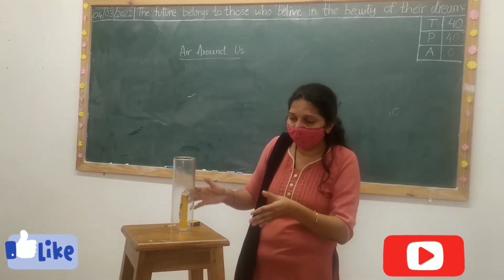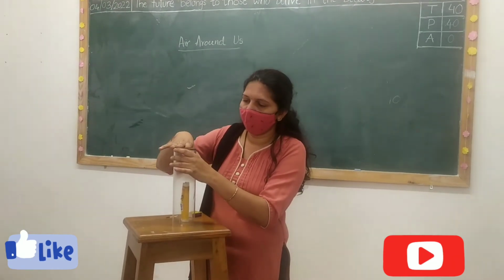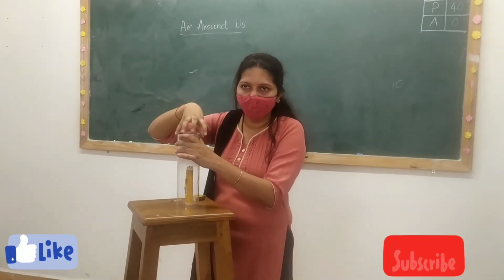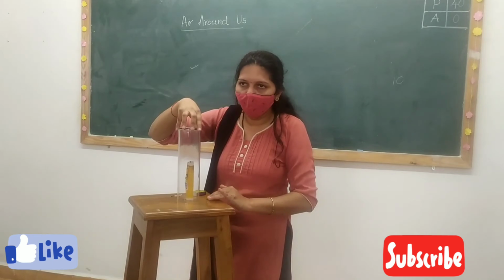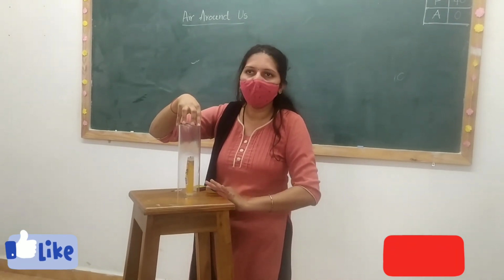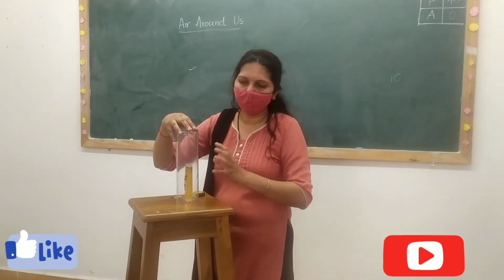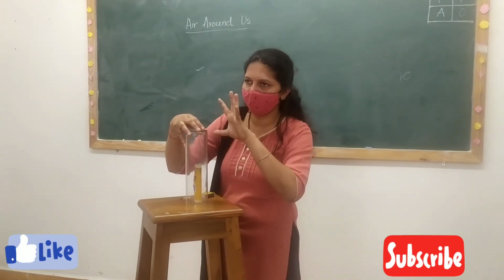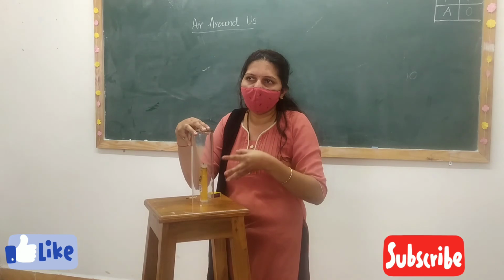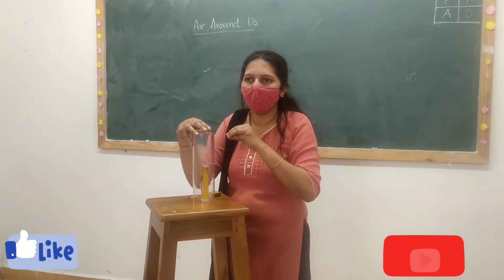So when we put this glass tumbler over it, what has happened? The blockage here, we are blocking the air from coming. By that, what happened? Whatever oxygen was there inside this is used up, and therefore the candle stopped burning.